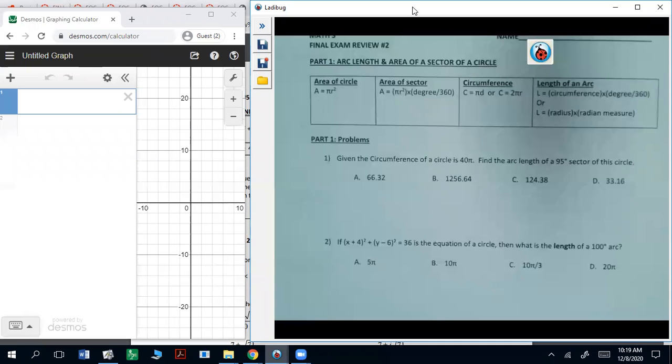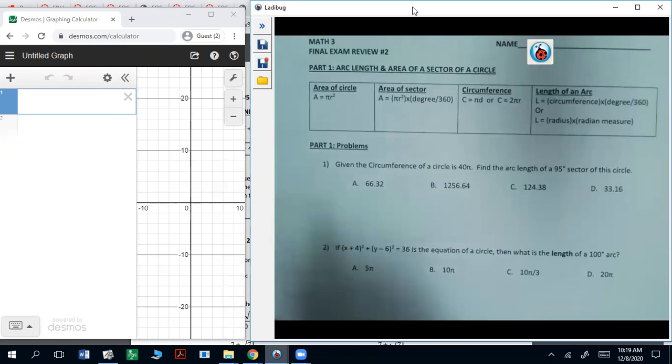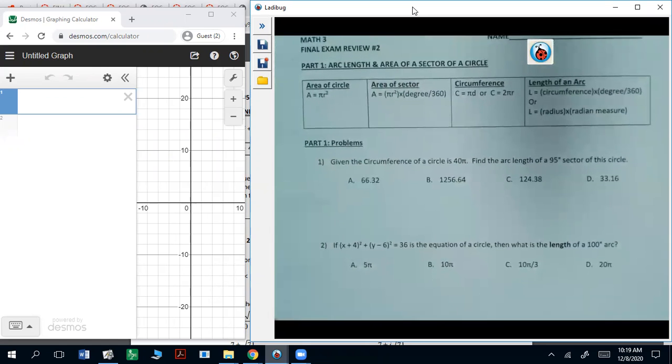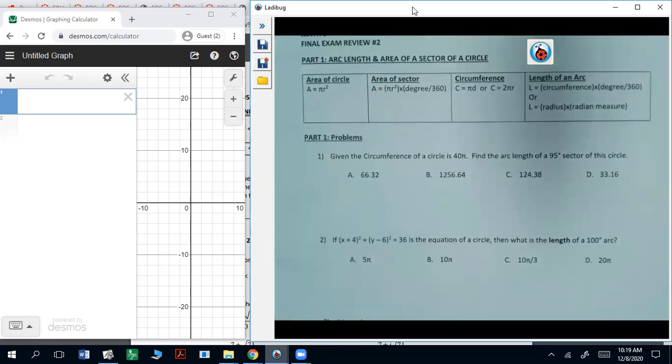Final exam review number 2. It's talking about arc length and area of a sector of a circle. It's going to be talking about trigonometry and some function transformations. So it's kind of a mixed bag of stuff.